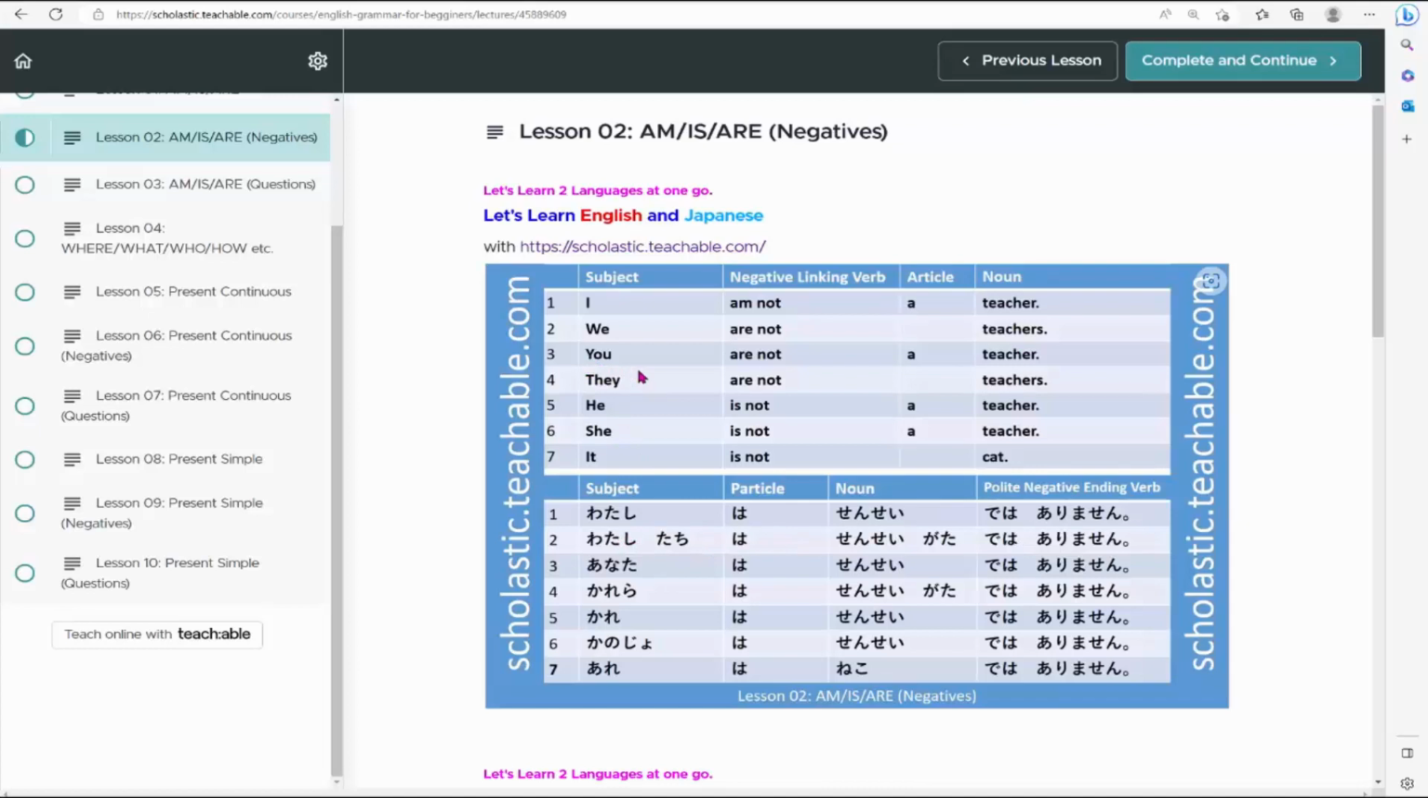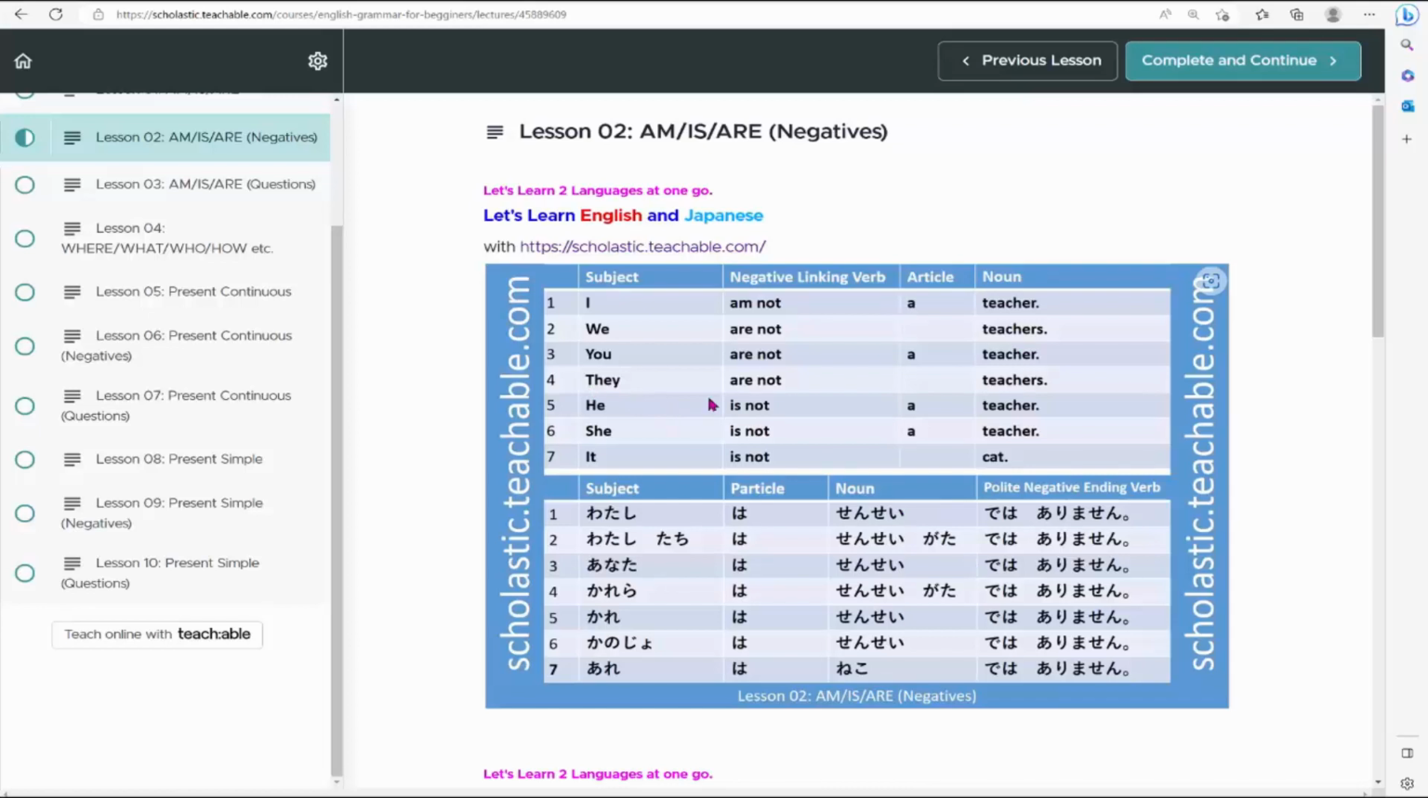Similarly, when you come to "you are not a teacher", again we mention you as a single person, one person in front of me. You are not a teacher. We just tell somebody, you are not a teacher. Similarly in Japanese, anata is you. Otherwise we said anata wa sensei desu, you are a teacher, but now you are going to say you are not a teacher. That means anata wa sensei dewa arimasen. Sensei dewa arimasen means not a teacher.